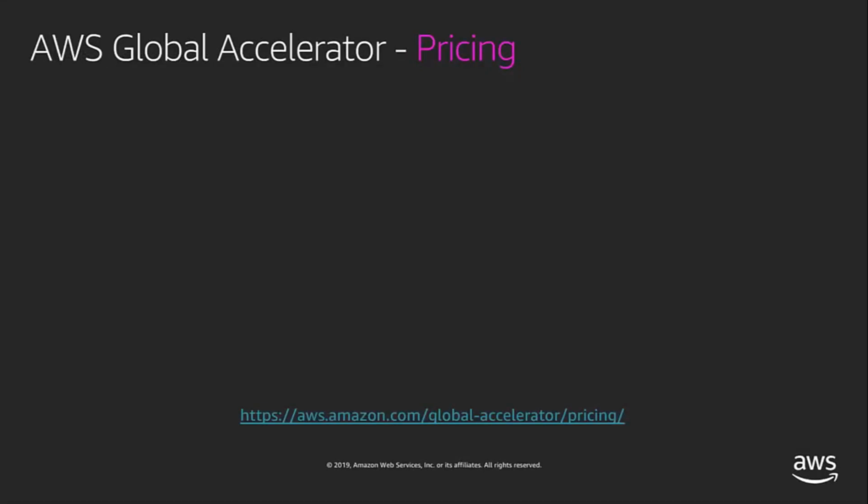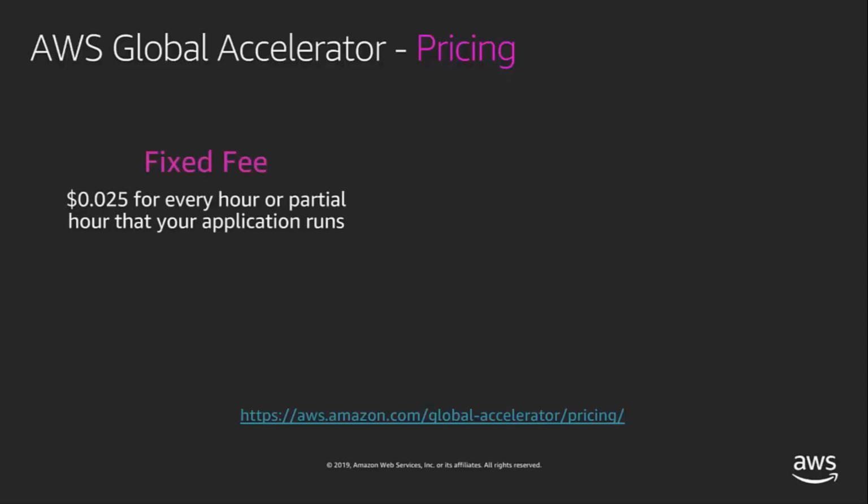Now I wanted to quickly touch on pricing. The pricing of AWS Global Accelerator is composed of two dimensions. The first one is a fixed fee of $0.025 for every hour or partial hour that your application runs. And this really means that for every accelerator that you have deployed in your account, whether it's enabled or disabled, you're incurring this fixed fee.